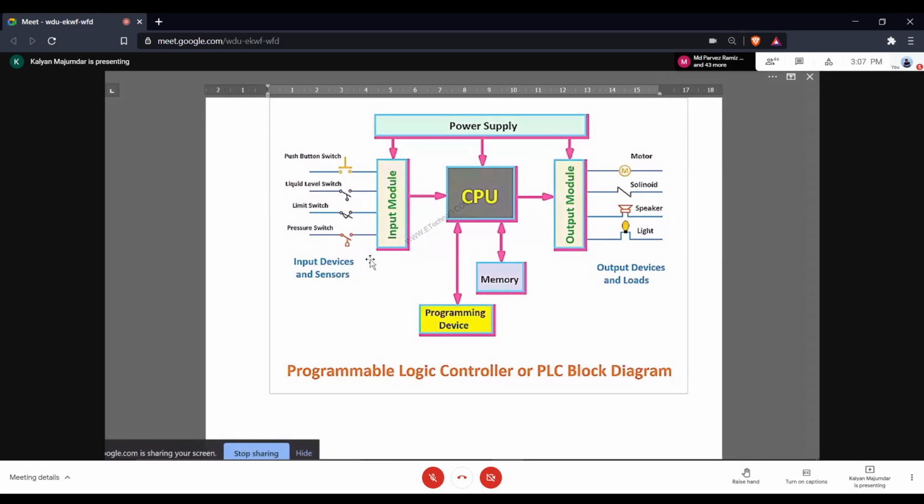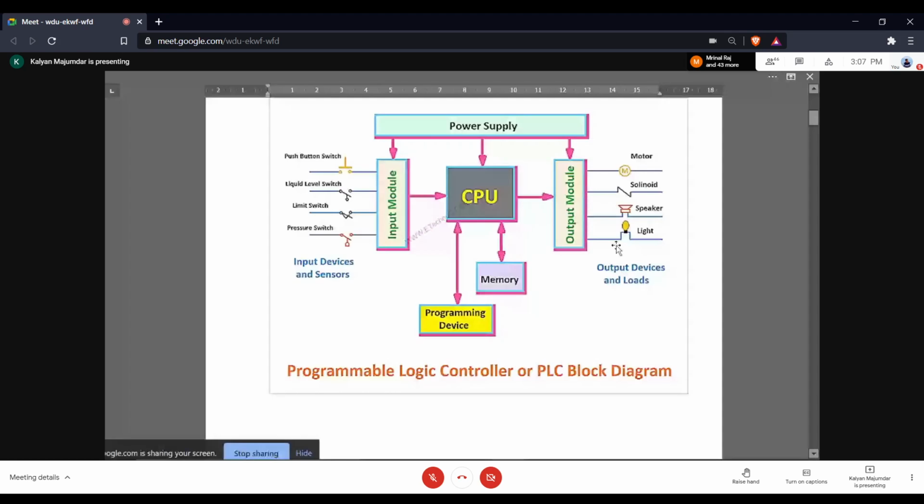On the output side, you have, again, shown as a motor, a solenoid, a speaker that is an audio alarm, an indicator or light. Again, all of these are two-state outputs. Not necessary that you only have two-state outputs. You could have analog outputs as well.